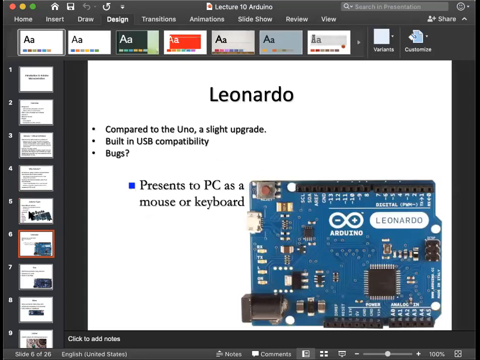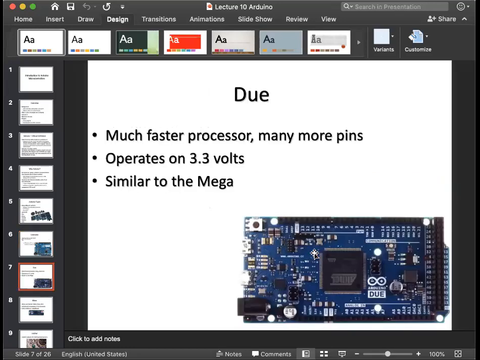As you see in the picture, this is a version of Leonardo. Leonardo Arduino looks like this. Compared with the Uno Arduino, it is a slightly upgraded one. It is an upgraded version of Uno Arduino. It is built with USB capabilities, so it provides us the USB capabilities.